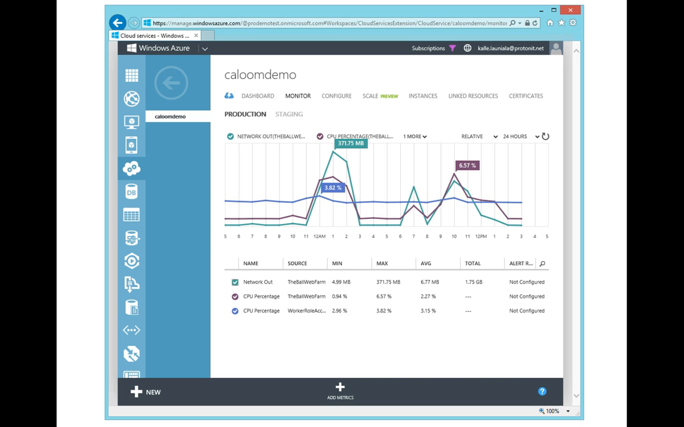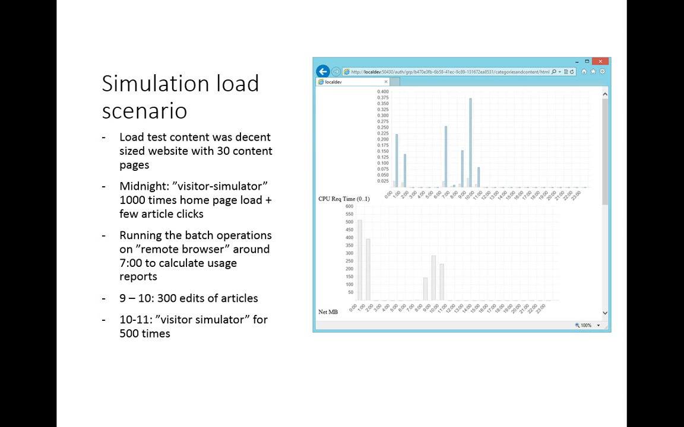At the same time, from the Azure portal, we can see network bandwidth at midnight has been peaking at almost 400 megabytes, and the CPU cycles for the web roles are spiking at somewhere around 7%. We got a higher level of the numbers. I go back to the scenario.